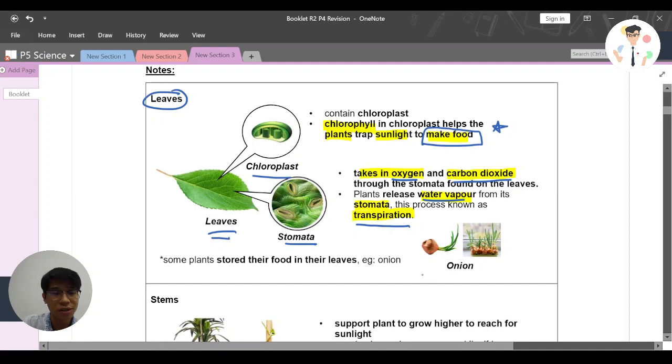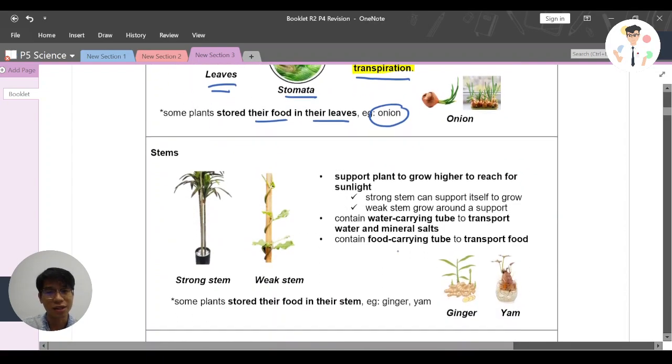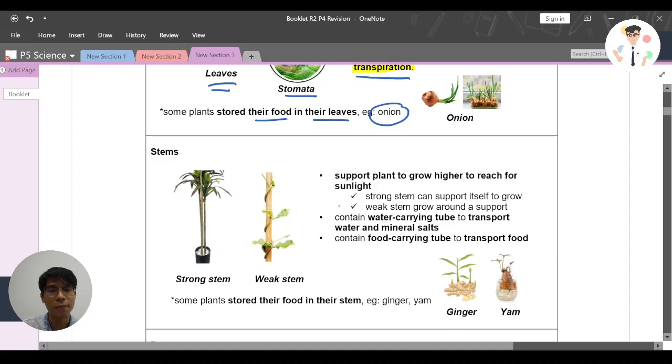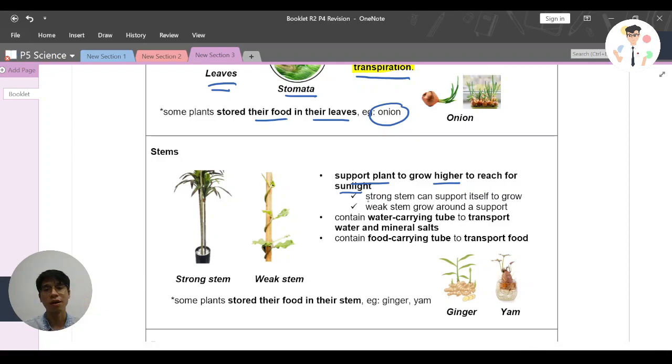Just for information, some plants store their food in their leaves, and a good example here is the onion. Next, we have stems, and the stem basically supports the plants to grow higher to reach for sunlight. Again, they need sunlight to make their own food. That's why the stem takes the role of supporting the plants to grow higher.